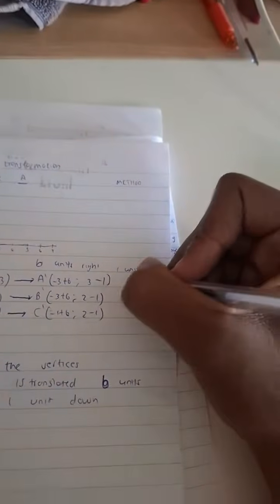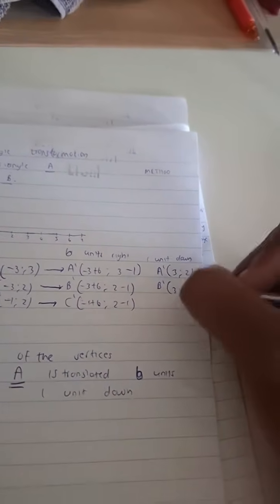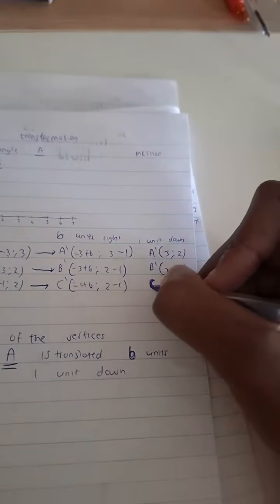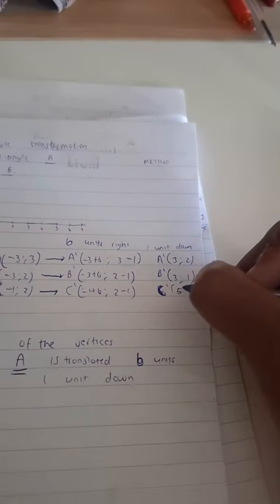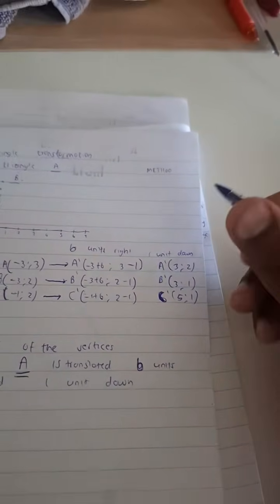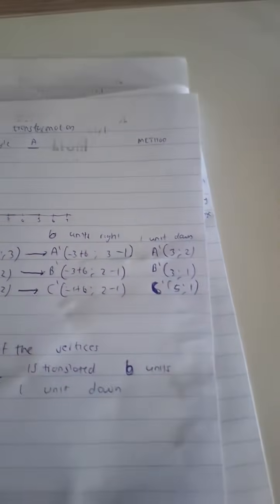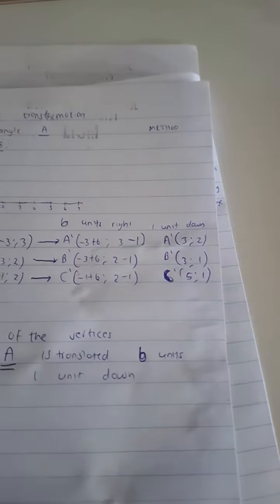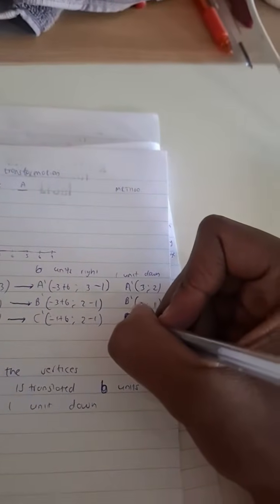So that means our first A image is going to be 3 and 2. Image of B is going to be 3 and 1. And then image of C is going to be 5 and 1. Okay. Yeah. So there it is, eh? Those are our images.